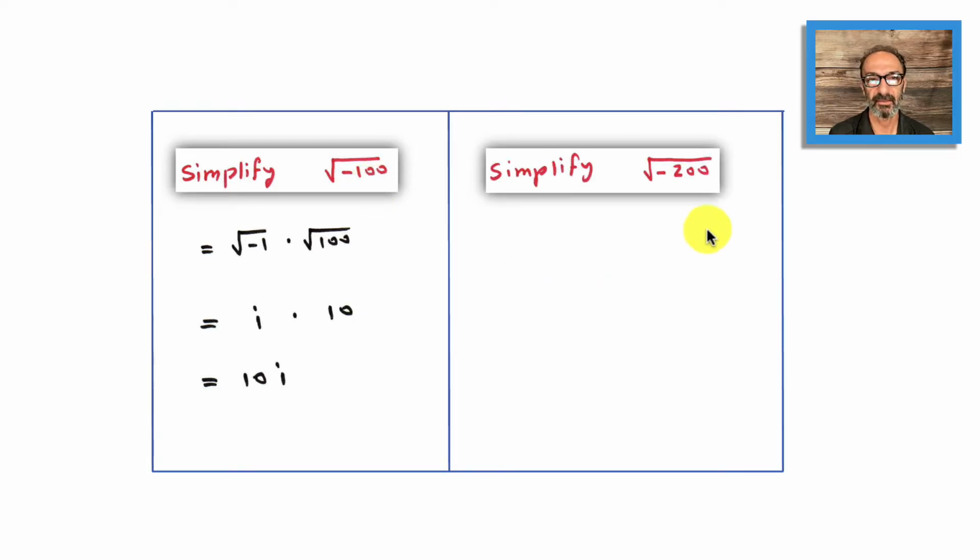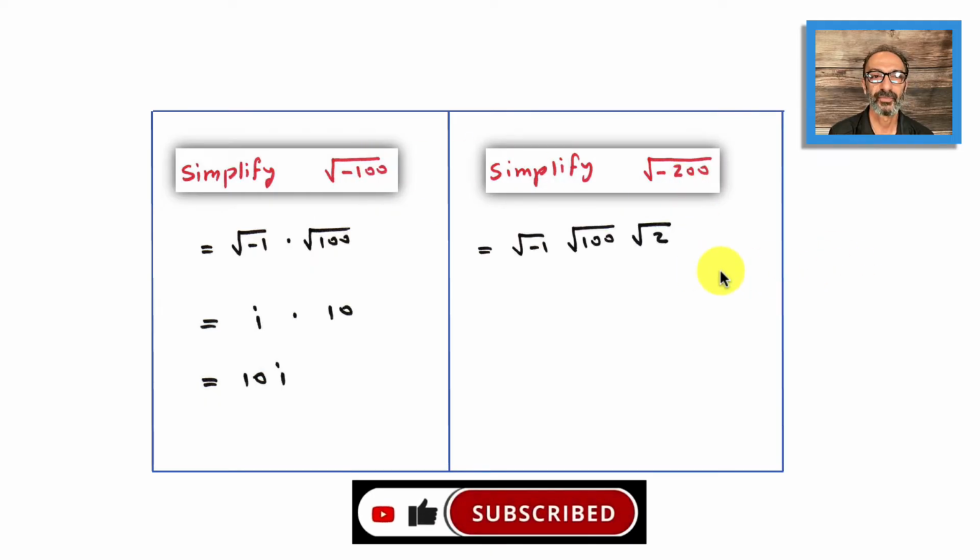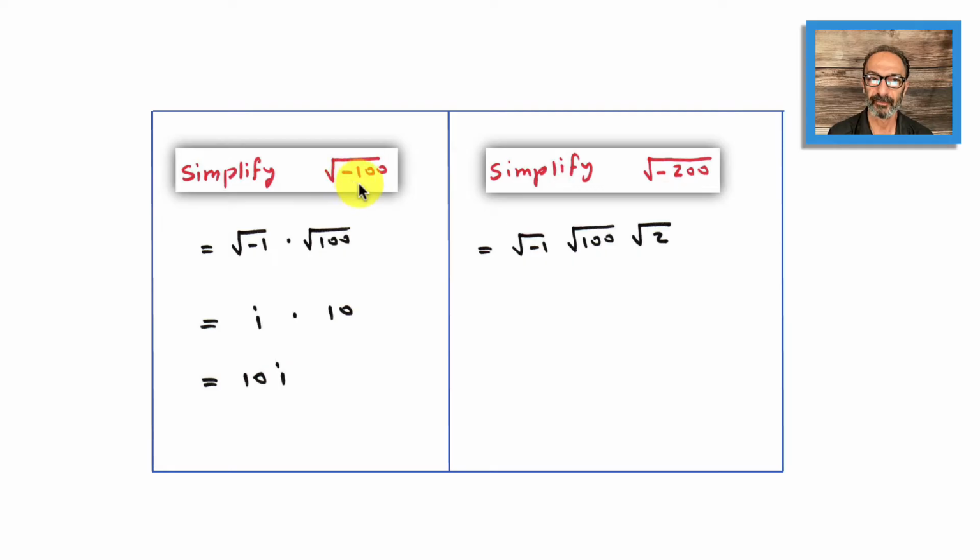How about if it's not a perfect square? Well, most of the time you have part of it as a factor, a perfect square. 200 comes from 100 times 2. So we could take advantage of the previous example and do it this way. We have 2 times 100 times negative 1. That's an i. The square root of 2 stays because it's irrational, a non-repeating, non-terminating decimal. Keep it. The square root of 100 is 10. Rearrange. And that's the answer: 10 square root of 2, i.